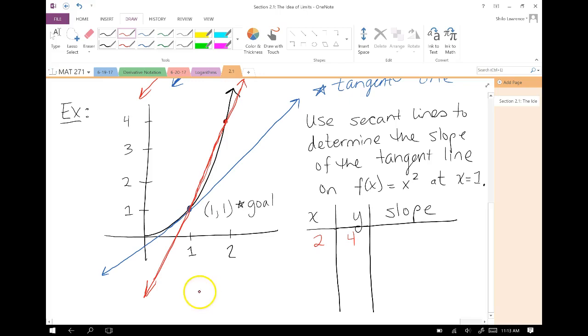slope formula is m equals y2 minus y1 over x2 minus x1. So the difference in y's over the difference in x's. So it's going to be 4 minus 1 over 2 minus 1, which is 3. So the slope of this red line is 3. But we can tell that those two lines are definitely not the same. That red line is definitely too steep.